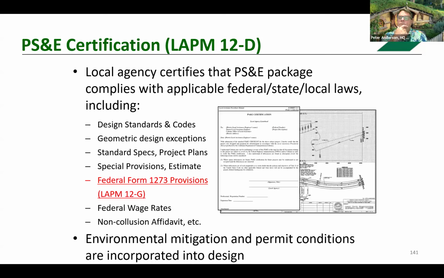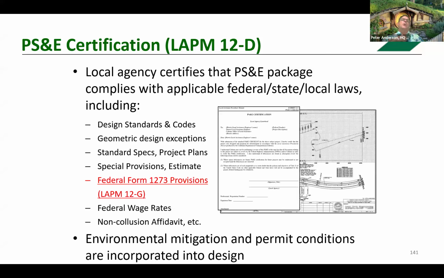Part of the federal contract provisions is the inclusion of Federal Form 1273, which is in our manual under 12G. This is federal boilerplate language that must be included in all construction contracts, including subcontracts.